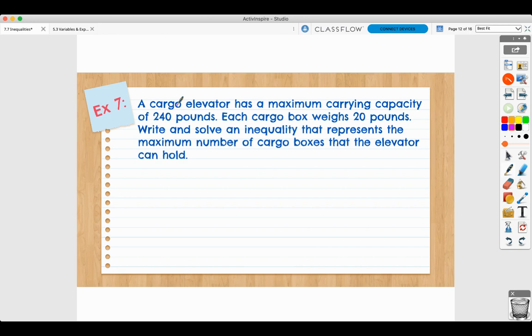So a cargo elevator has a maximum carrying capacity of 240 pounds. Each cargo box weighs 20 pounds. Write and solve an inequality that represents the maximum number of cargo boxes the elevator can hold. So as always, you should always identify your variable. And in this, our variable can be B for number of boxes.